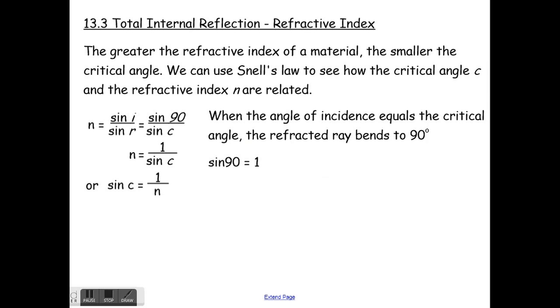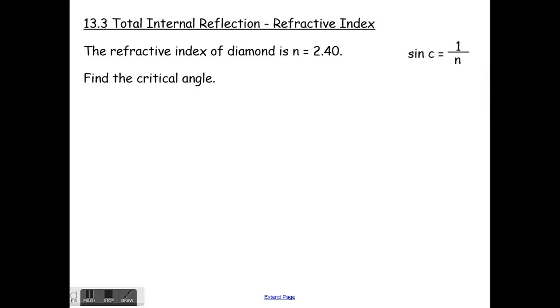Now sine of 90 degrees is equal to 1, so that becomes 1 over sine C. So the relationship here is the refractive index is equal to 1 over the sine of the critical angle, or the sine of the critical angle is equal to 1 over the refractive index. Okay, so that's how we can relate those two.